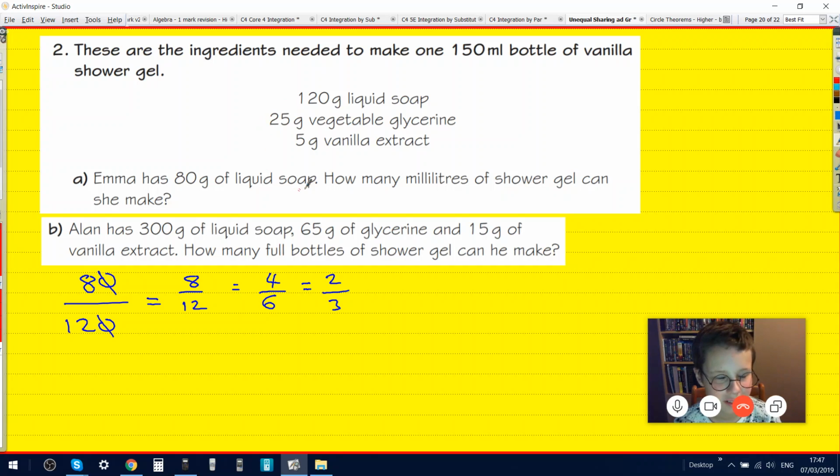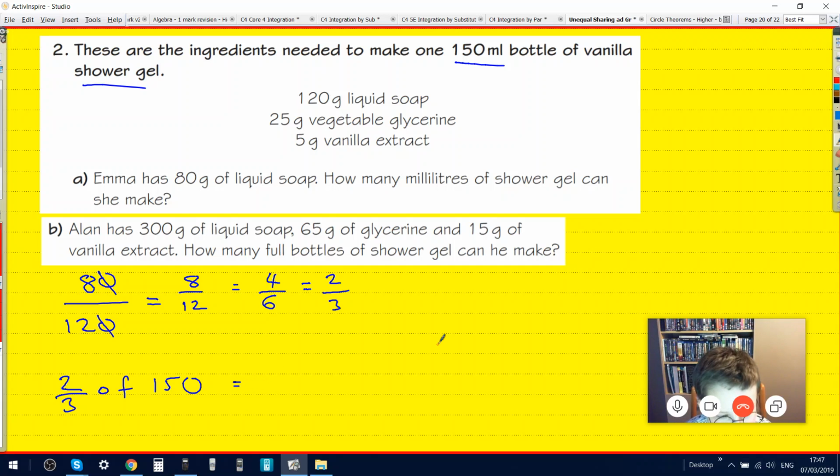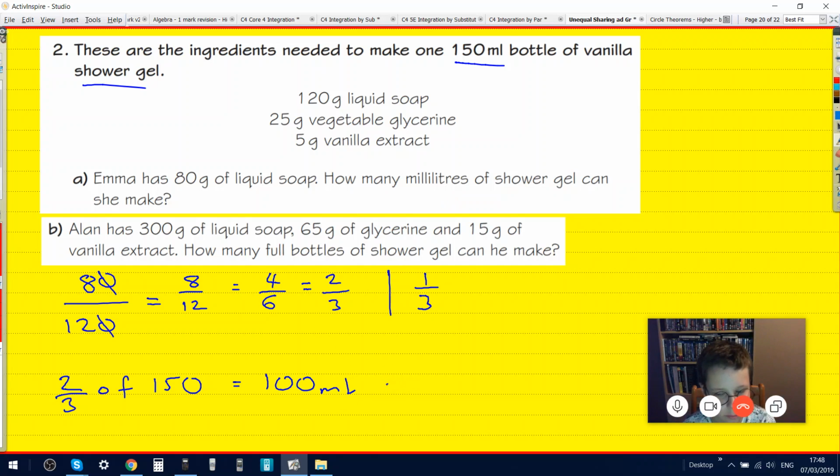You have to figure out how many milliliters of shower gel she can make. So in milliliters, we need to work out 2/3 of 150. Well done. And so 2/3 of 150 is 50. So that's 1/3. Oh, so 2/3 is 100. Well done. Here's 100 milliliters. So she can make 100 milliliters of shower gel. Part B.